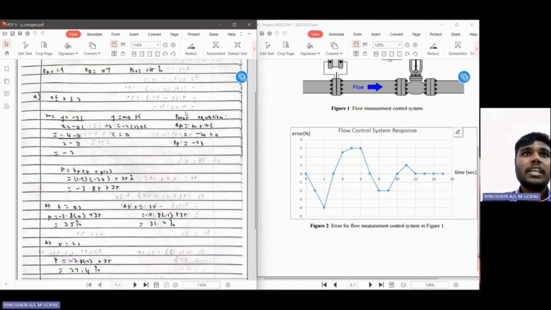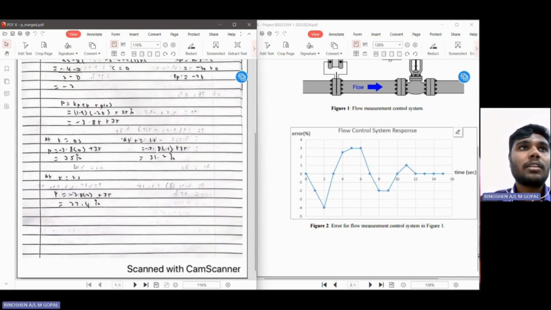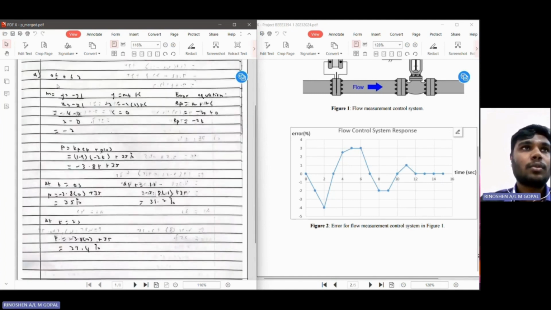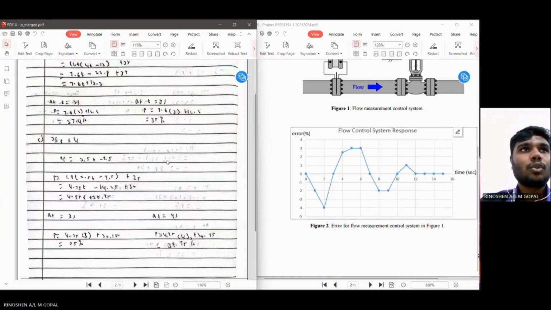Then the error equation is EP equals mt plus c, so we got EP equals -2t. From that value, we substitute into P equals Kp EP plus P0. Kp is 1.9, EP is -2t, and PO is 35%. So we get the solution -3.8t plus 35. We need to substitute the t value here because we're calculating 0 to 2 seconds. For 0 seconds, we get 35%, for 2 seconds we get 27.4%, and for 1 second we get 31.2%.